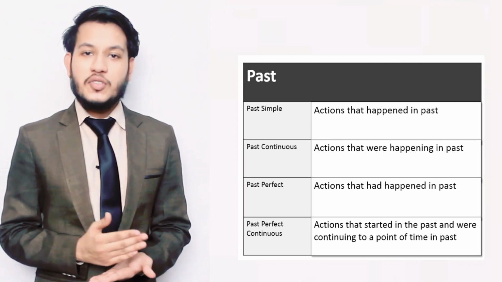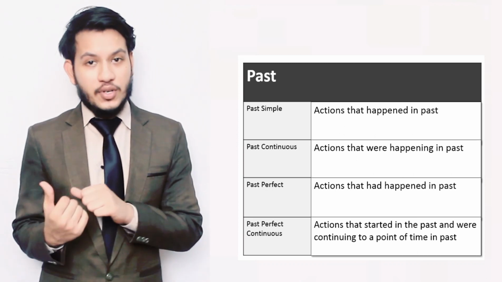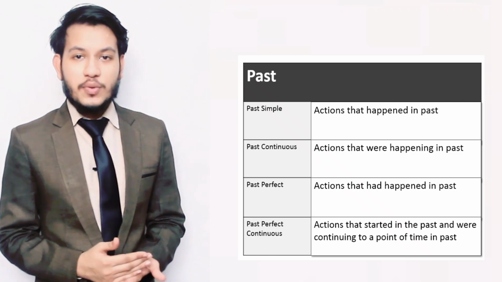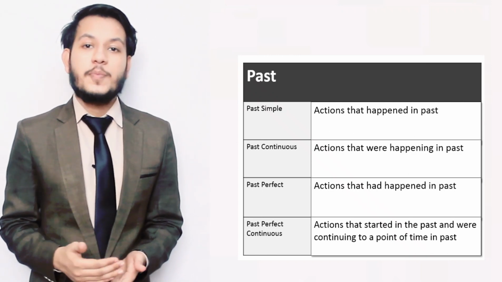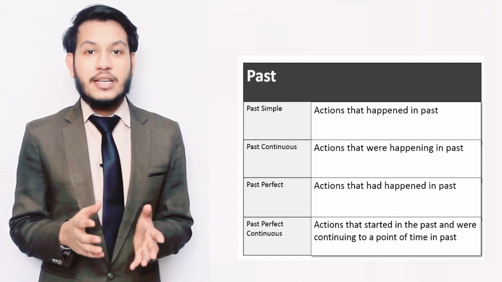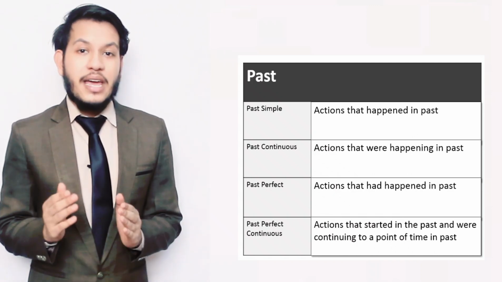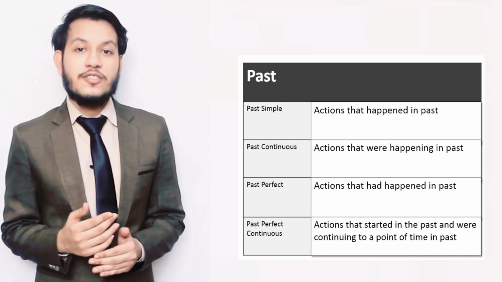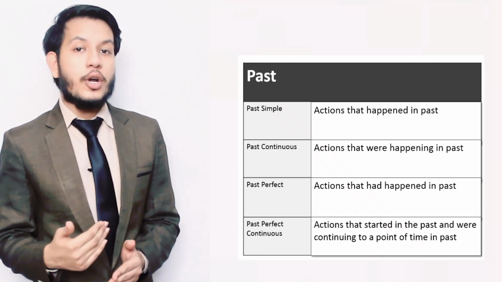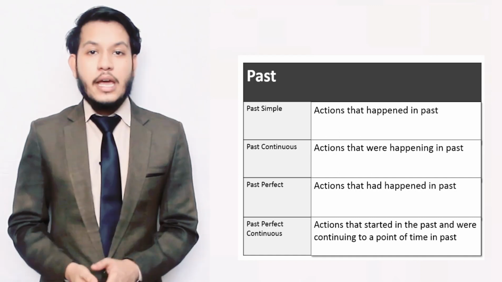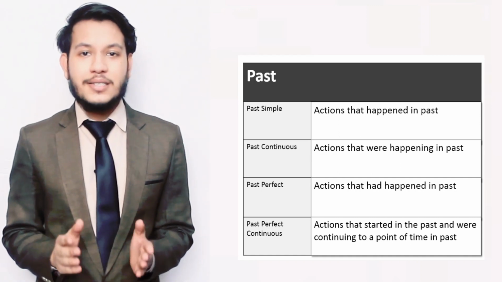Now let's take a quick recap of past tense. We use past simple for actions that happened in past, and we use past continuous tense for the actions that were continuing in past, and we use past perfect for the actions that had happened in past, and we use past perfect continuous tense for the actions that started in the past and were continuing to a point of time in past.